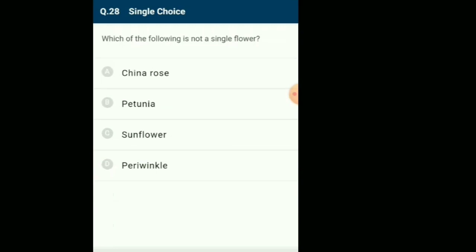Question number 28. Which of the following is not a single flower? Sunflower belongs to Asteraceae or Compositae family, a very large and widespread family of flowering plants. Sunflower is not a single flower, instead it is made up of multiple simple flowers. So the answer is option C, sunflower.